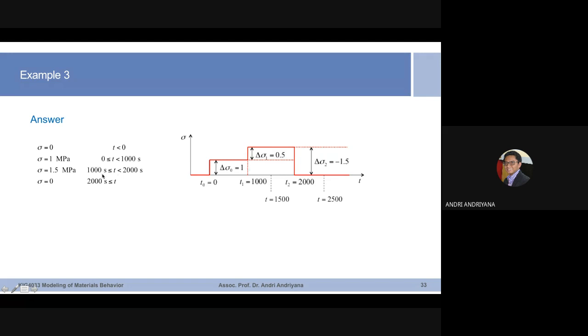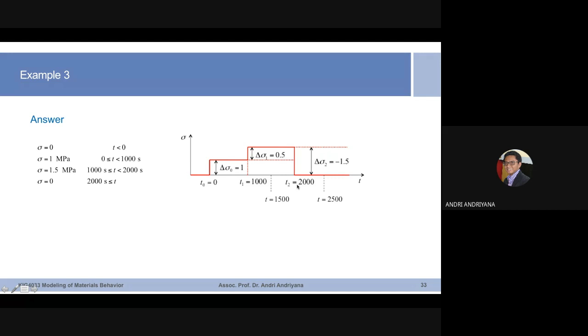Then starting from t equal to 1000 until 2000, the stress becomes 1.5 megapascal. So the increment, which I call delta sigma 1, is 0.5, obviously, and it happens until 2000 seconds. After 2000 seconds, the stress is removed and becomes 0 continuously. So the increment that we have, delta sigma 2, is minus 1.5. This is t0 equal to 0, t1 equal to 1000, t2 equal to 2000.